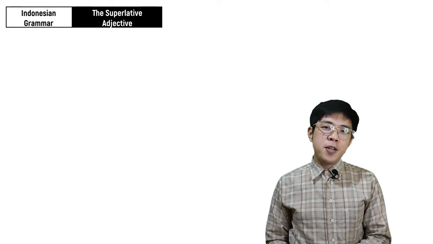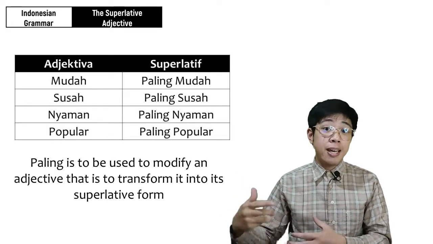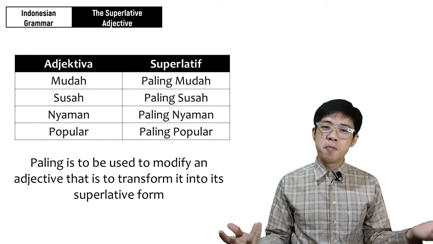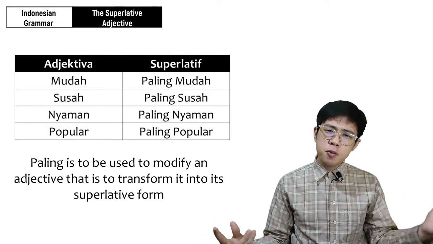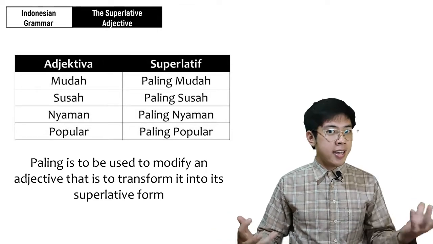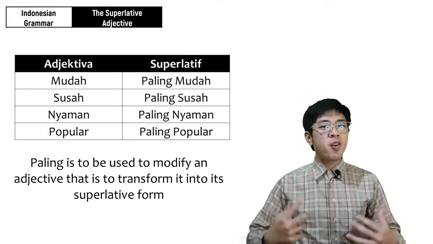Second, you can use the adverb paling before the adjective. Mudah, paling mudah. Susah, paling susah. Nyaman, paling nyaman. Popular, paling popular.